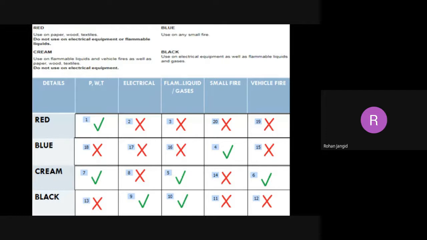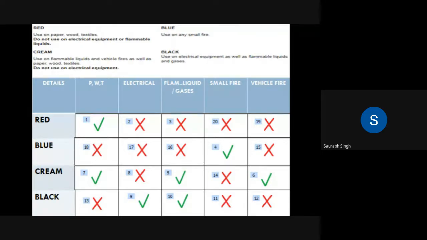Nobody's answering. Yes, ma'am. Okay. Flammable liquids and gases, right? Do not use on electrical equipment or flammable liquids. So this one also gets a cross, right? Yes, ma'am. This is done.